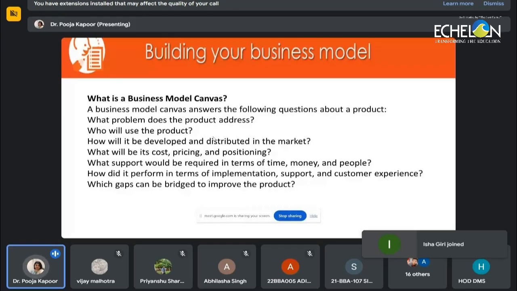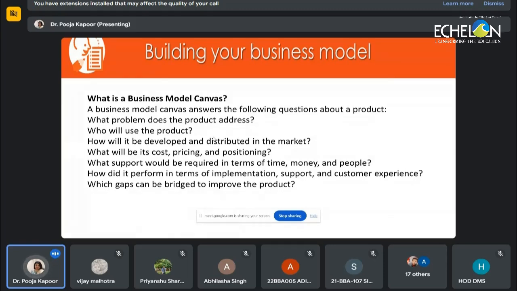These are the answers when you talk about business model canvas. A business model canvas answers the following questions about a product. What problems does the product address? Who will use the product? These are all answers available in that one page document.